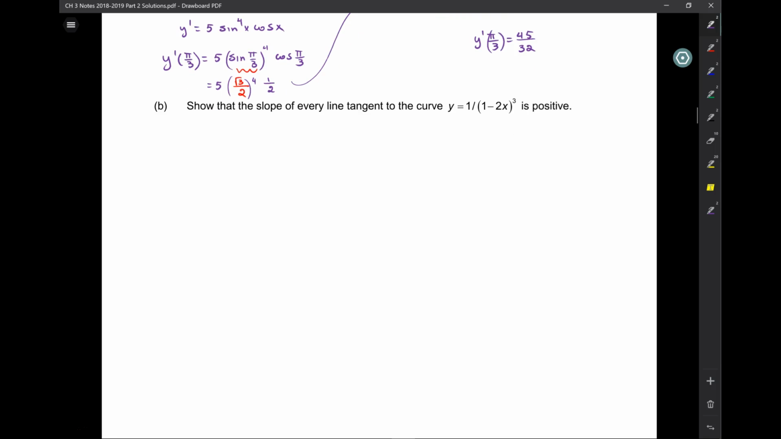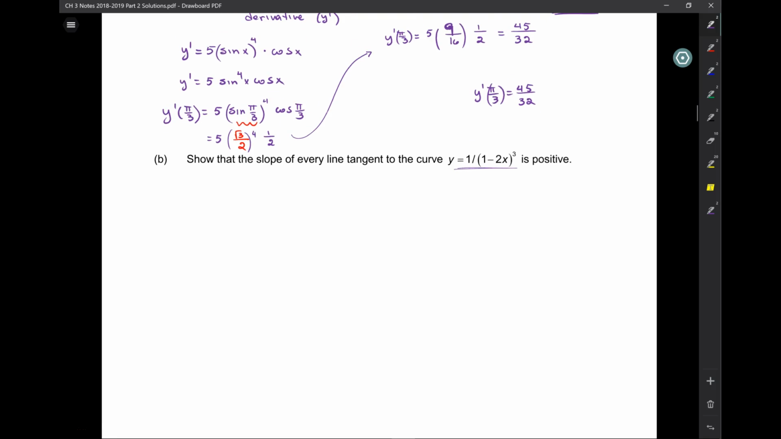All right. Show that the slope of every line tangent to this curve is positive. Okay, I don't know what it's talking about. So let's just divide and conquer. Show that the slope of the tangent to this curve. Okay, I know how to do that. So let's just find the slope of the tangent line to that curve. That would mean derivative, yes?